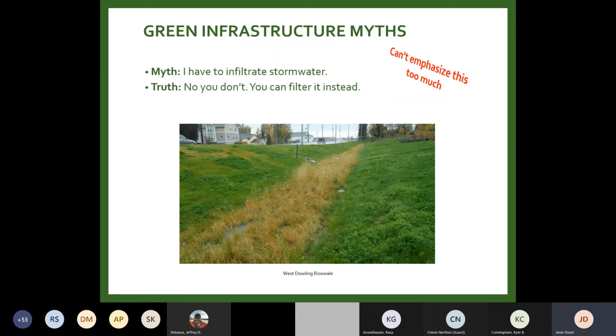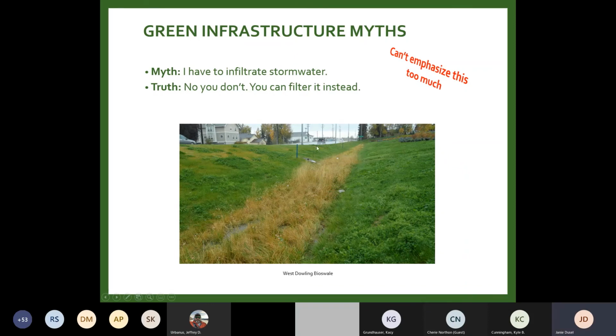Okay, and then our last myth of the day, once again, is thinking I have to infiltrate stormwater. I know we've already talked about this a little bit, but we can't emphasize it too much. You don't have to infiltrate stormwater. You can actually filter it instead. So this is a picture, we saw a picture of this earlier on someone else's presentation in its early stages of construction. This is a more recent picture of the West Dowling bioswale. This is at West Dowling, not far from C Street. C Street's just here in this photo.